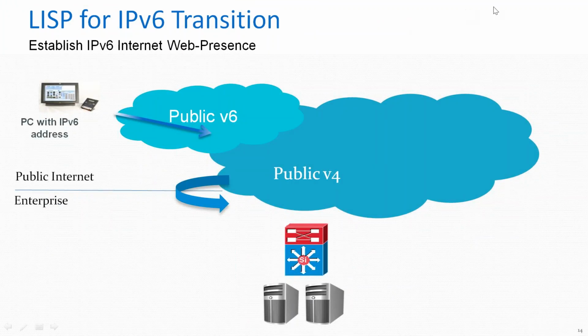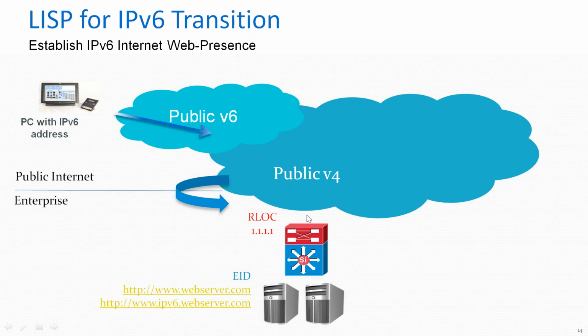The other use case is IPv6 transition. If we are using LISP, you can see that it goes towards the IPv6 cloud and then the public IPv4 cloud. Let me show you the animation as well.